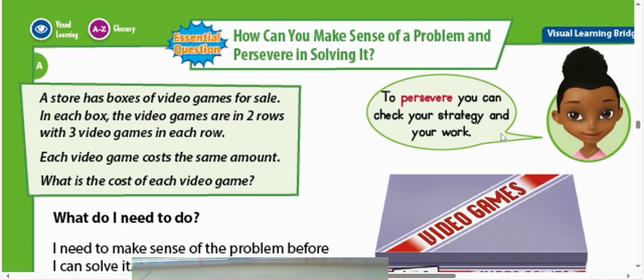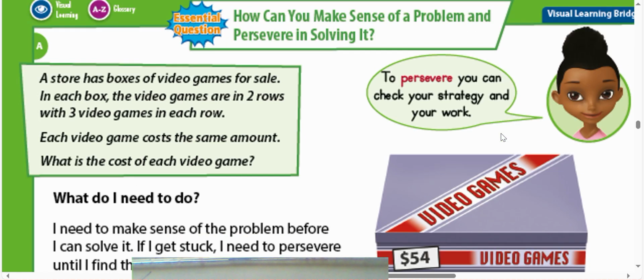A store has boxes of video games for sale. In each box, the video games are in 2 rows with 3 video games in each row. So in total, we have 2 rows. Each row has 3 video games, and 2 times 3 equals 6.